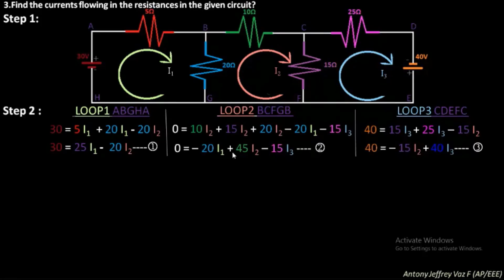Solve these three equations and find the values of I1, I2 and I3. Tomorrow I will ask you what the values are for I1, I2 and I3. Okay, next we will be moving to the fourth sum.